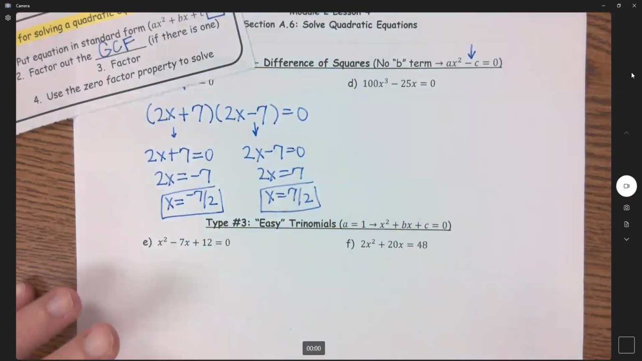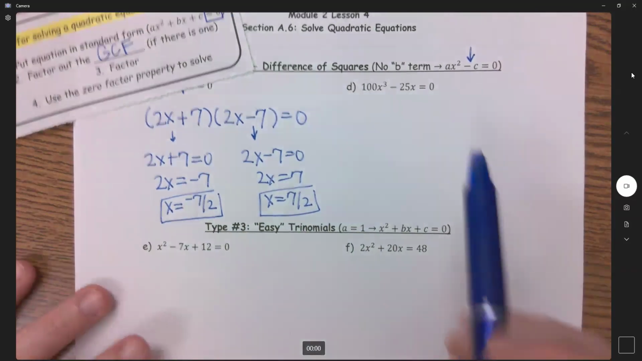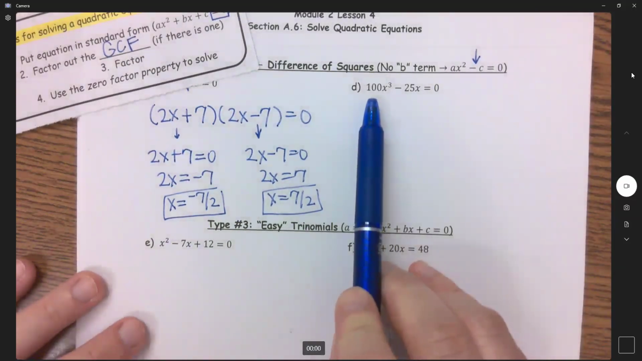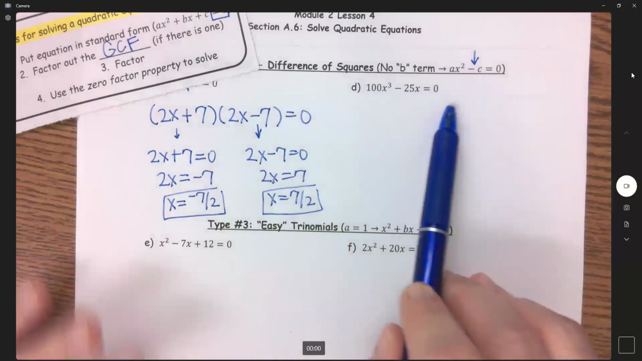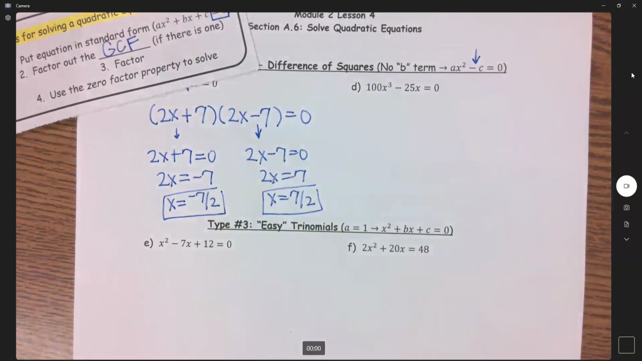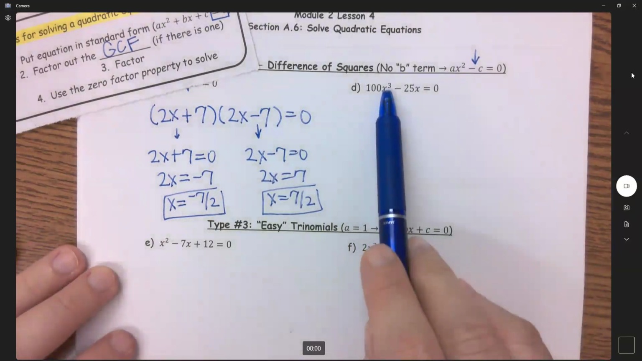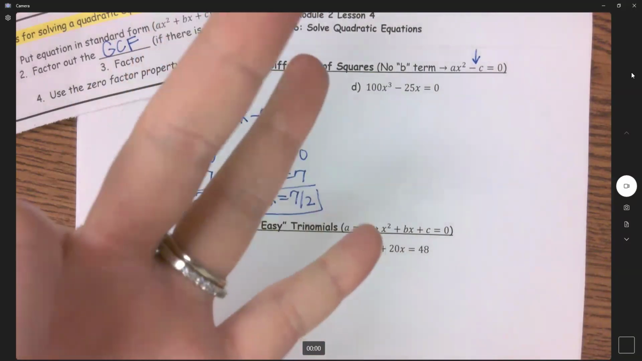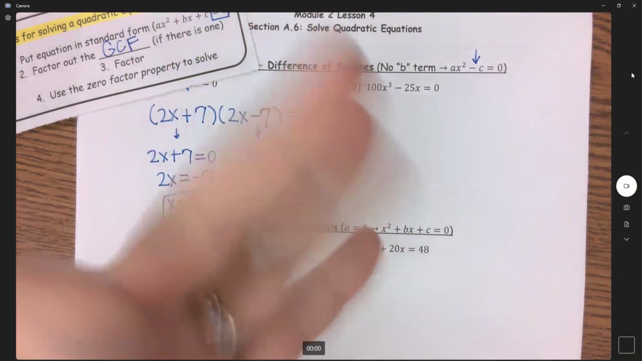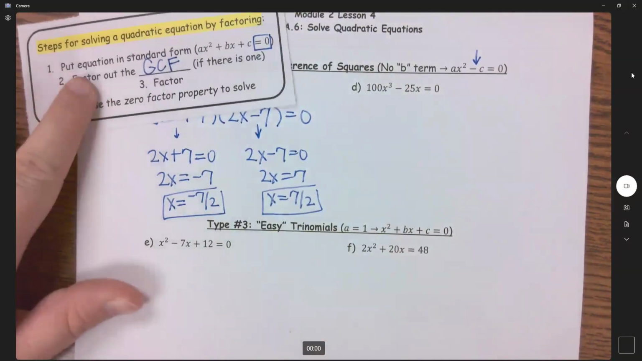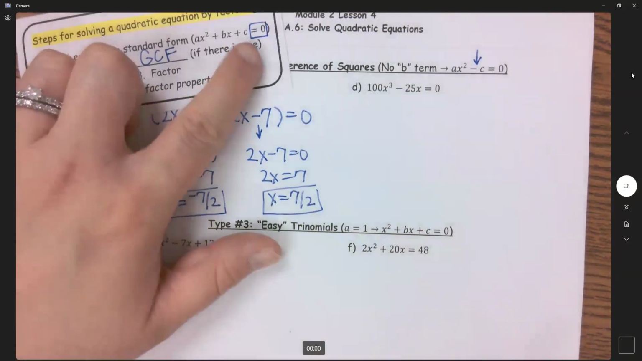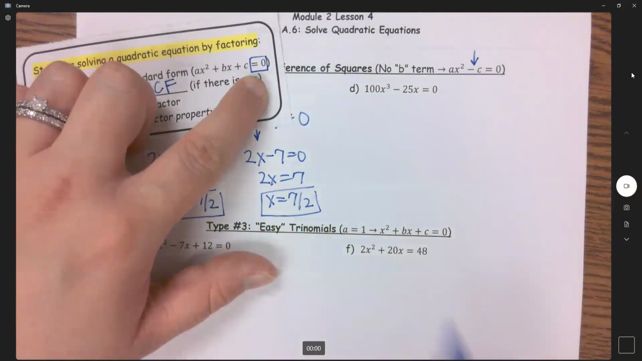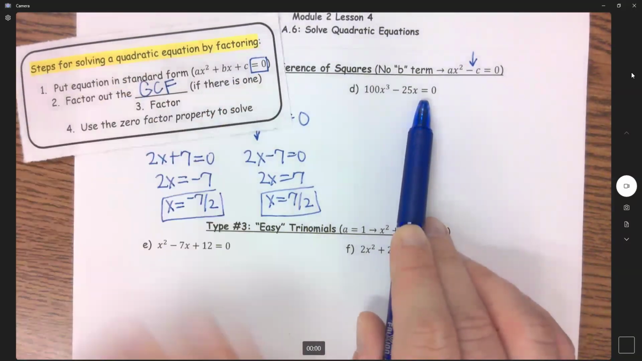Okay, let's now try part D. Okay, here is actually one that is not technically a quadratic. This would be a cubic, right? It's an x cubed. So how many answers could I potentially have? 3. 3 answers. Okay, first step is to put the equation into standard form. So does it equal 0? Yes, it does. So we're good there.